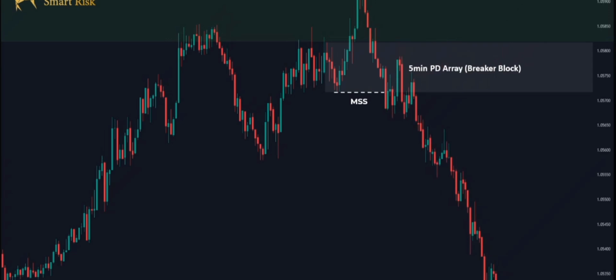This shows how truly combining multi-time frame analysis with a clear roadmap on the chart can lead to well-informed trades and simplify the way you approach trading.